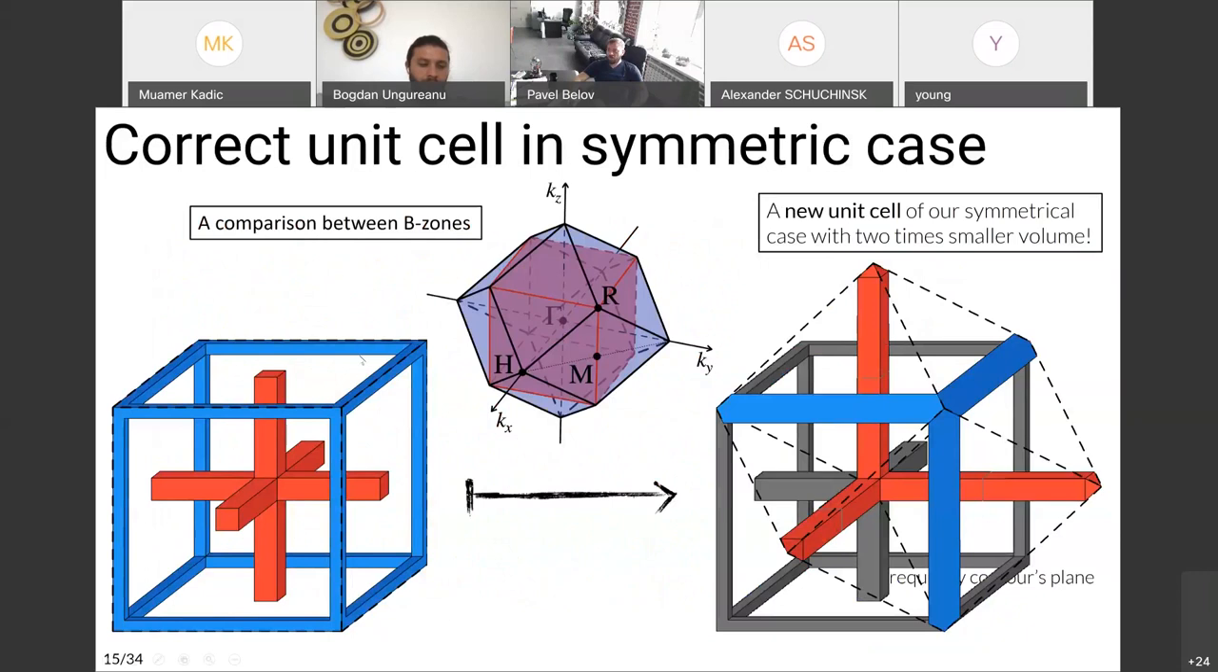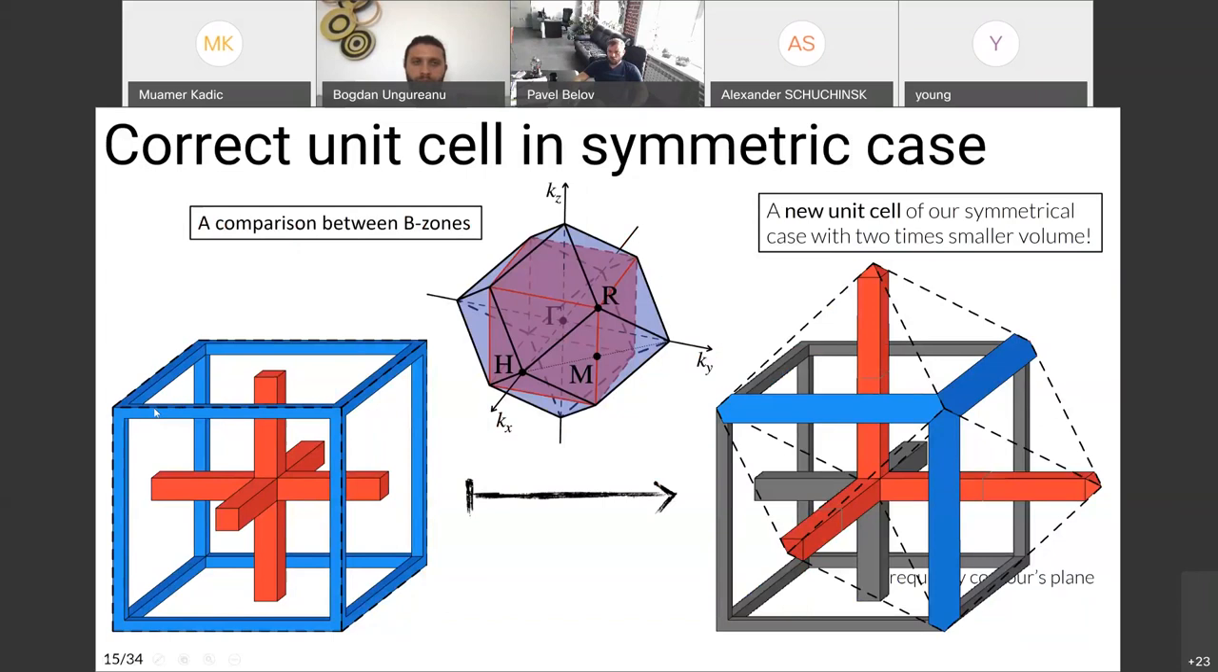We have a body centered cubic lattice with equal atoms inside. And actually, for this lattice, when the lattices are exactly the same, the cubic unit cell is not the smallest unit cell of this periodical structure.